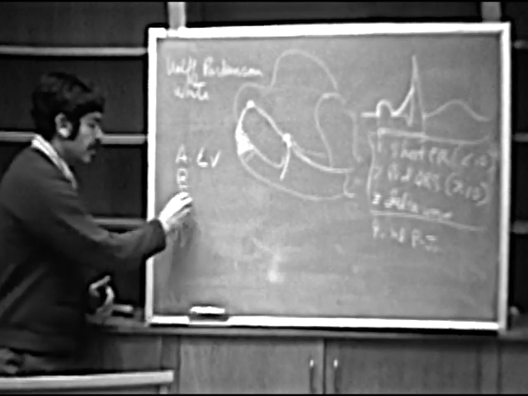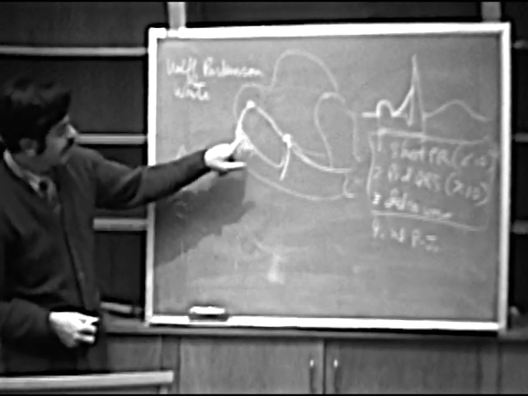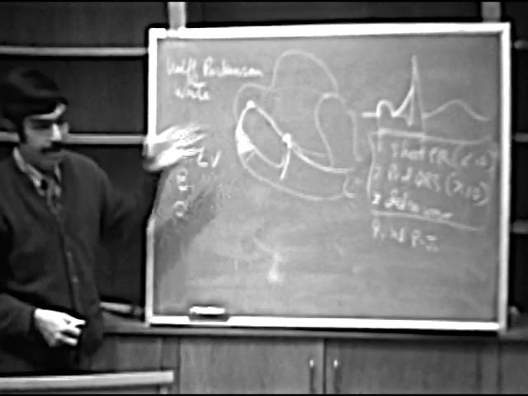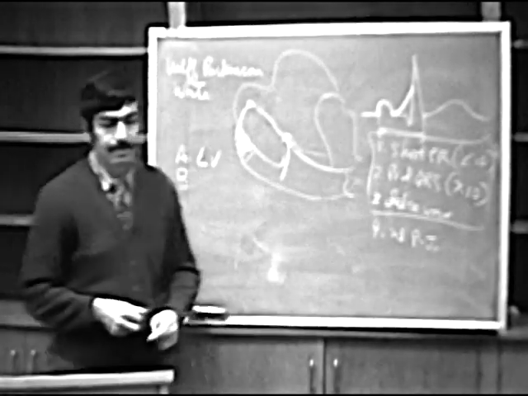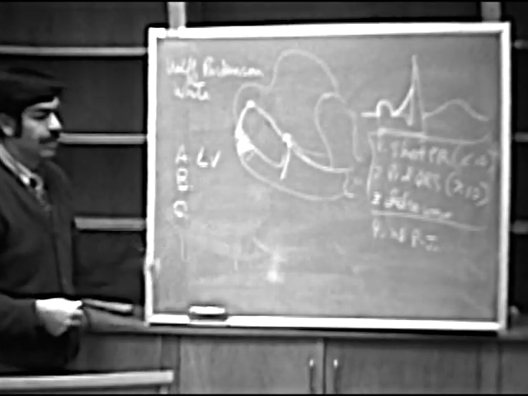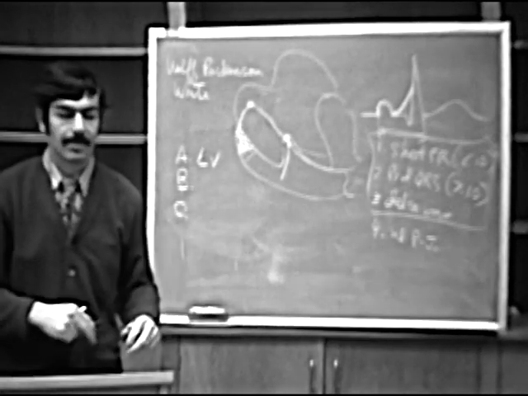Then there's a type B, where the aberrant impulse is like this and lands in the right ventricle, usually heading towards the left. And then there's type C, which I don't think I'll talk about at this time.